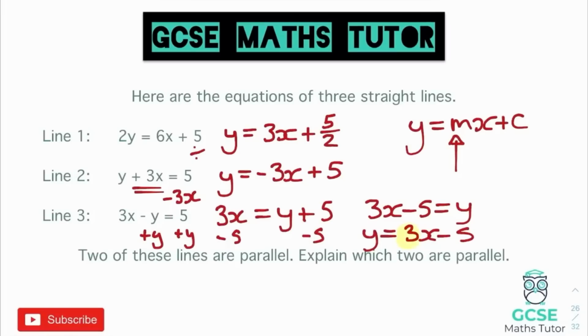So there we go, we have all of our equations done, and as you can see, the third line, which has a gradient of 3, is matching line 1, which also has a gradient of 3. So in this question, we would say that line 1 and line 3 are parallel, and the reason that they are parallel, as it says explain which two, is because they have the same gradient, and they both have a gradient of 3.